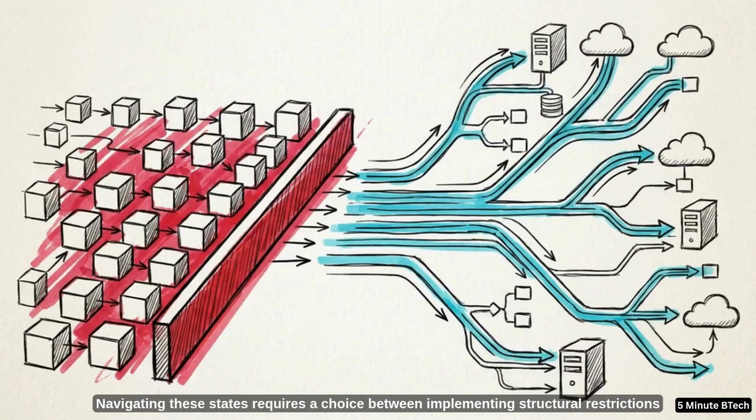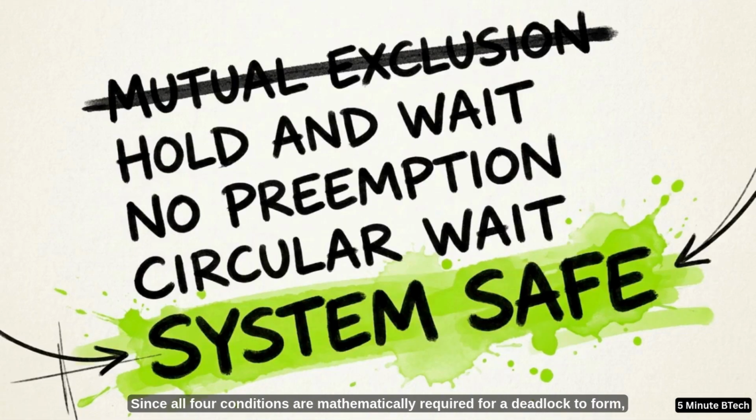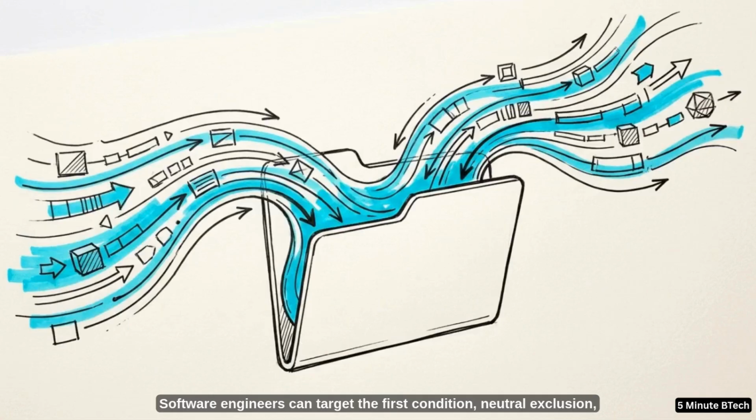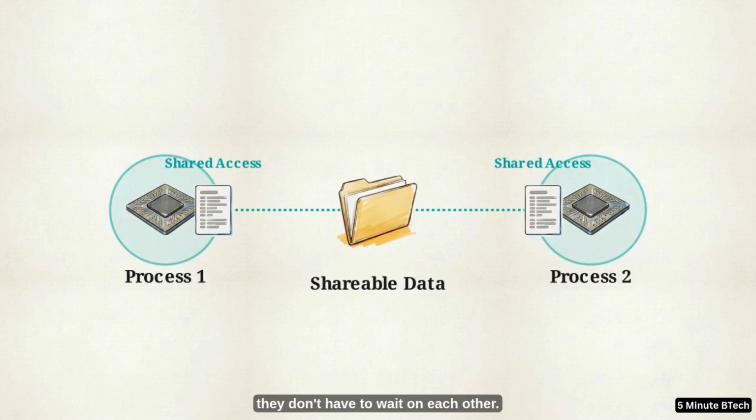Navigating these states requires a choice between implementing structural restrictions that guarantee safety or using runtime analysis to maintain higher concurrency. The logic behind deadlock prevention is entirely subtractive. Since all 4 conditions are mathematically required for a deadlock to form, breaking just one of them guarantees the system remains safe. Software engineers can target the first condition, mutual exclusion, by configuring resources to be simultaneously shareable. If multiple processes can read a file at the exact same time, they don't have to wait on each other.